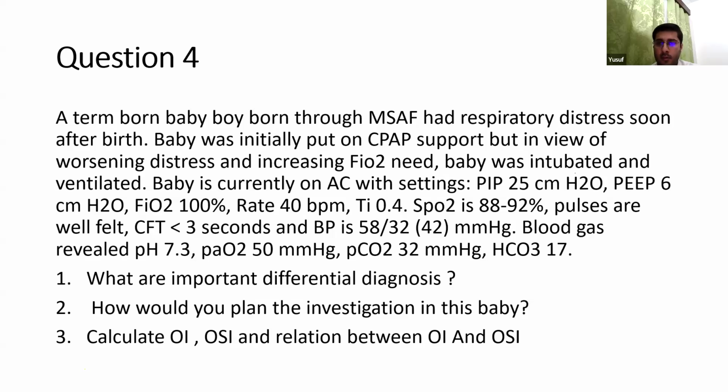The baby is presently on assist control mode of ventilation with the following settings: PIP of 25, FiO2 requirement of almost 100%, TI of 0.4, and the baby has a saturation hovering between 88 to 92%. The pulses are well felt. The CRT is less than 3 seconds, and the BP is 58 with a diastolic of 32 and a mean of 42. The blood gas analysis revealed a pH of 7.3 with a PO2 of 50, PCO2 of 32, and a bicarb of 17. So, what are the important differential diagnoses that you would consider in this case?